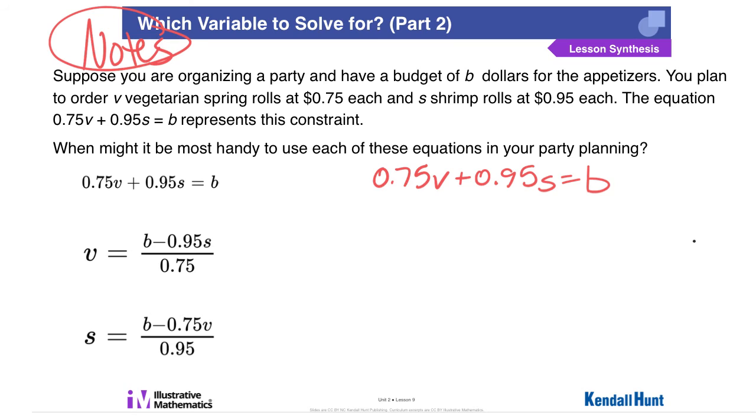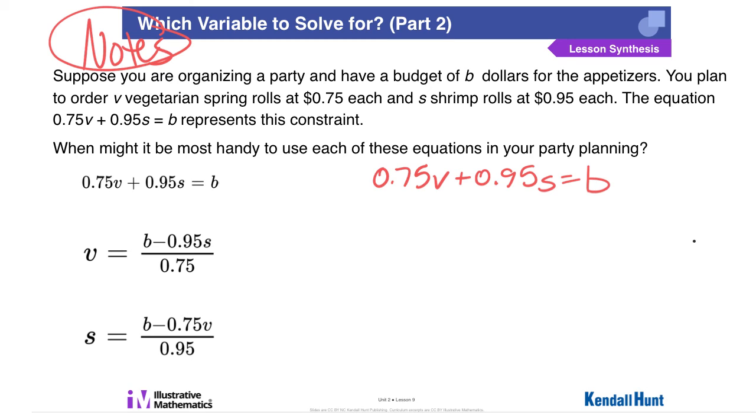I want you to take some notes from this slide here in your book. We're given an equation right here. This is giving us our total budget, and spring rolls cost 75 cents each, or excuse me, vegetarian spring rolls, that's the V, and shrimp rolls, the S, cost 95 cents each. And we're planning a party here, and we want to figure out how many vegetarian spring rolls we could order, or how many shrimp rolls we could order. And the idea here again is that we're rearranging the equations.